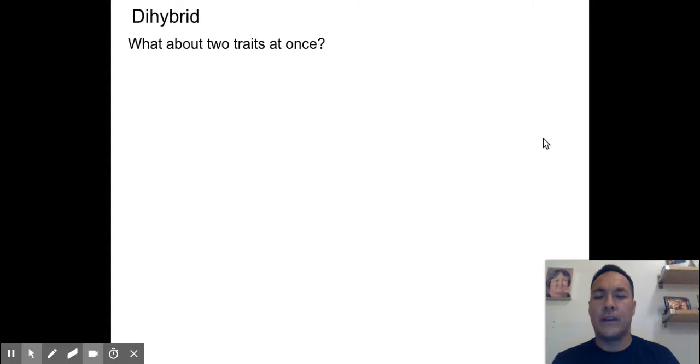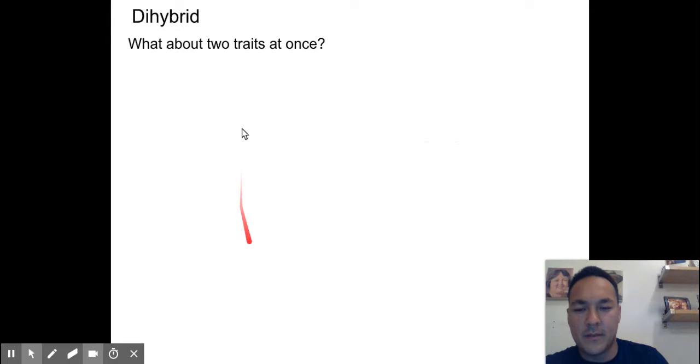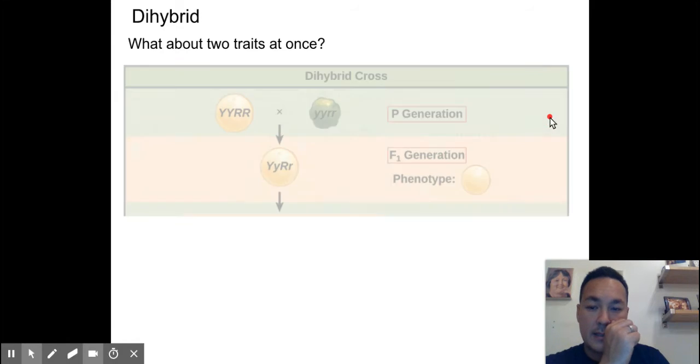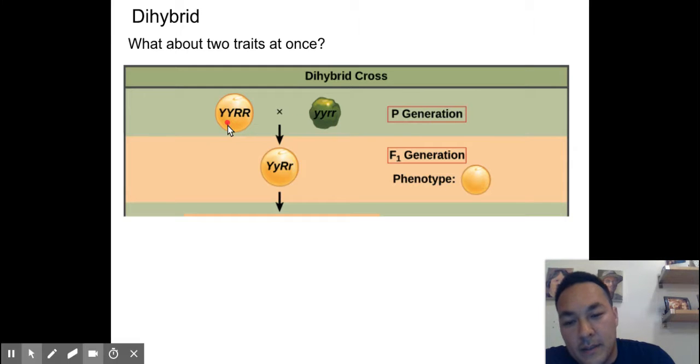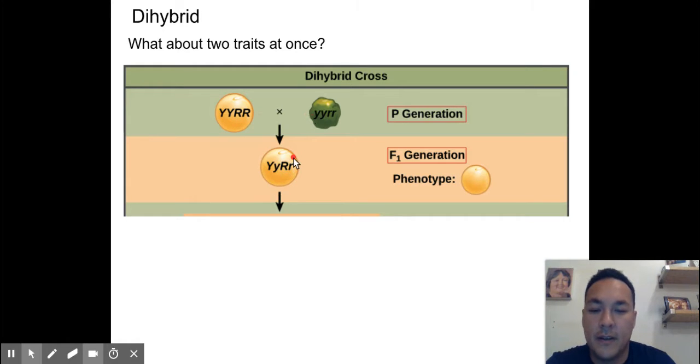So how about 2 traits at once? Yay! Here's where we're going to have our 16 box squares. Remember, draw a big box, 3 lines down, 3 lines across, and you're going to get 16. So here is our P generation. Not always, but in our example we use in class, and what I might use on your quizzes, will be a round yellow seed. It's always going to come out round and yellow. And over here would be a green wrinkled seed, which always comes out green and wrinkled. When you breed these 2 plants together, they always come out yellow and round.